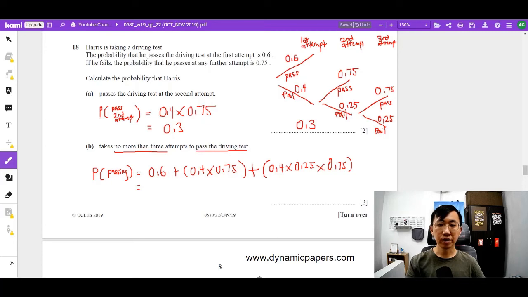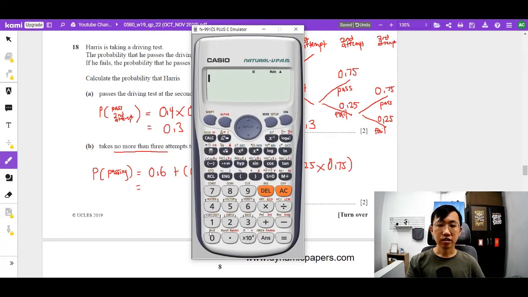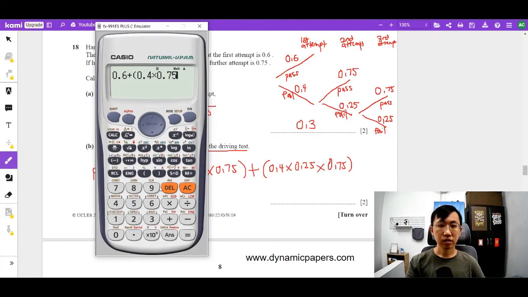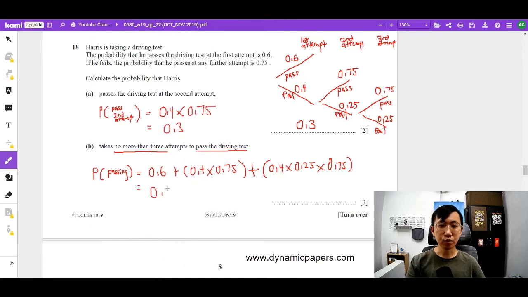Okay, so from here we just use the calculator. 0.6 plus 0.4 times 0.75, close bracket, plus 0.4 times 0.25 times 0.75. Okay, almost there. Equal. So the answer is indeed 0.975. So that is the marking scheme answer, 0.975. Okay, so there you go.